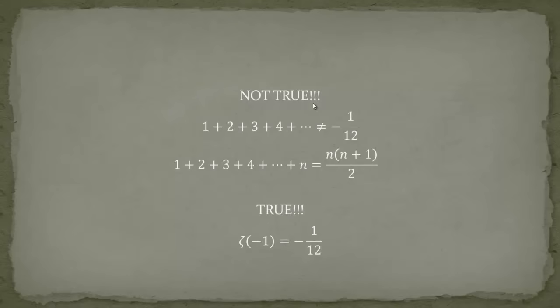Now, what is true? What I told you was that adding up all the integer values is not equal to minus 1 over 12, but what is true is that a special function called the Zeta function has a value of minus 1 over 12 if you plug in minus 1. Now, where is the link between the Zeta function and this strange looking sum of 1 plus 2 plus 3 and so forth? They are very strongly related, which I will cover after a few slides.